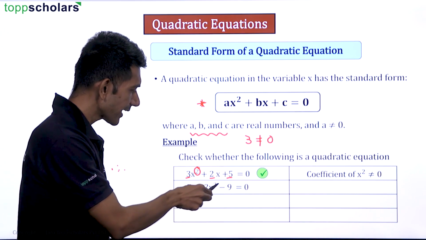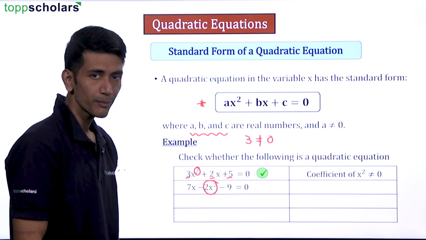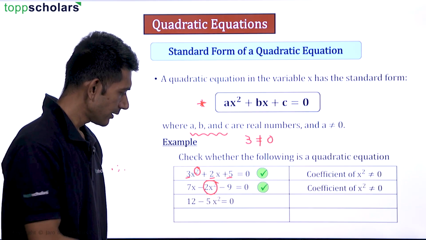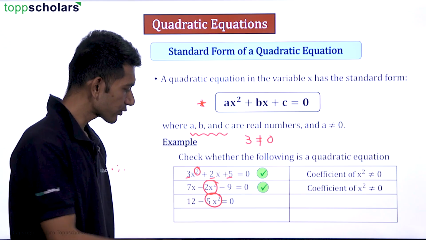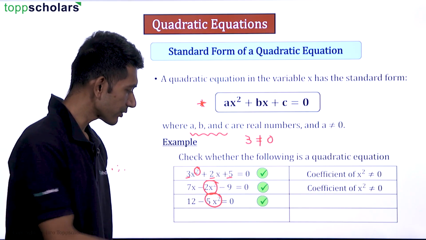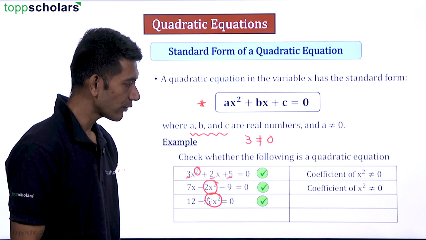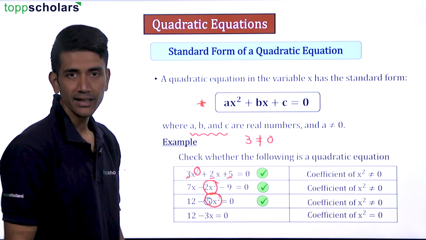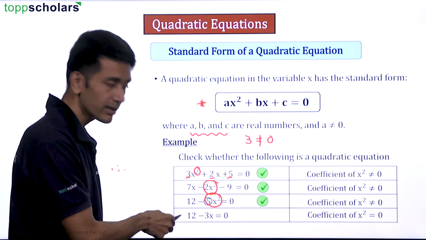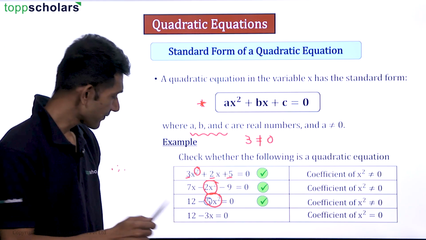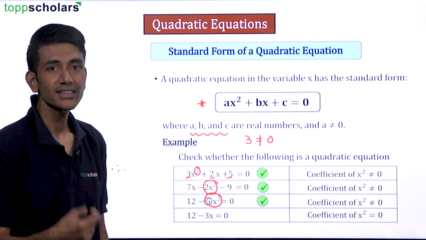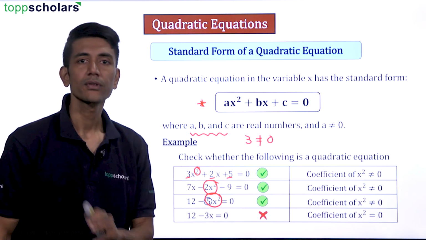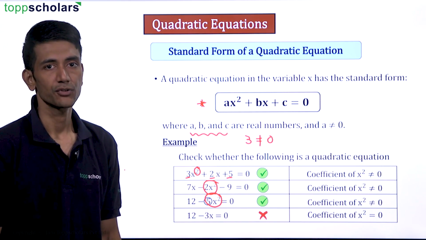Similarly, have a look at this. Again, the coefficient of x square is minus 2, so this is also a quadratic equation. Again, here the coefficient of x square is minus 5. This is also a quadratic equation because we have x square here. The power of x is 2. And then this is not a quadratic equation, because the term x square is missing. Since the term x square is missing, this is a linear equation, not a quadratic equation.